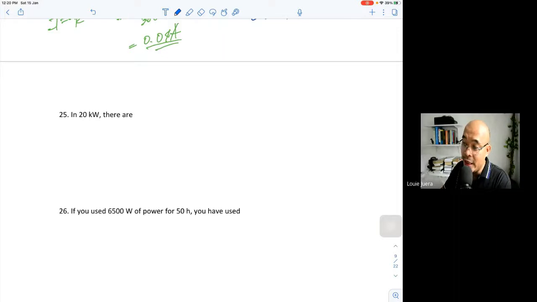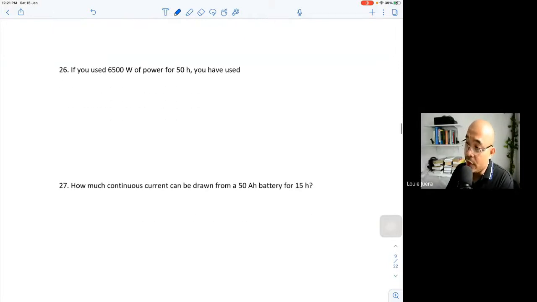In 20 kilowatts, the choices here will be in terms of watts. Based on our previous discussion, this is just equal to 20,000 watts. So if this is 20 kilowatts, it means that you have 20,000 watts.